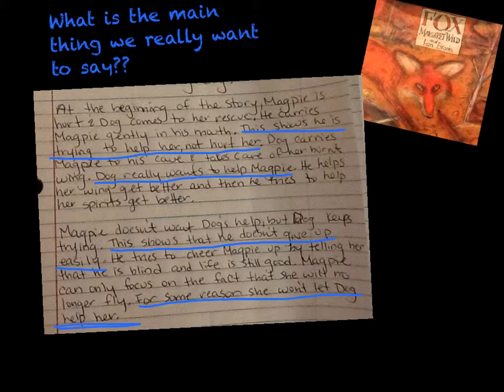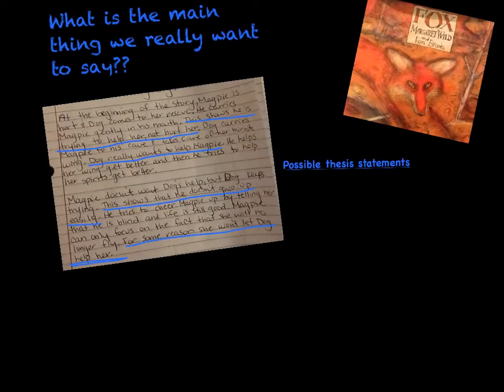In order to write a thesis, we need to come up with some of our own ideas. Thinking about what we just went over, I want you and your partner to turn and talk about some possible thesis statements that we might be able to use for the book Fox. Go ahead and do that now.